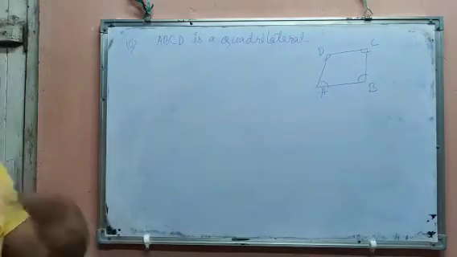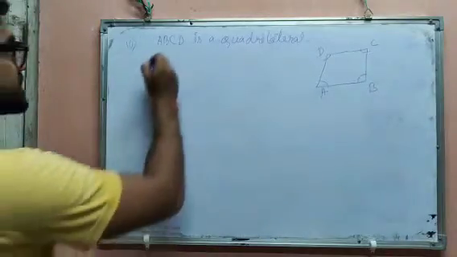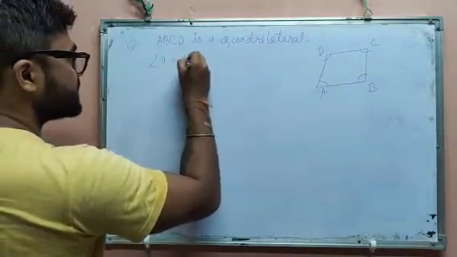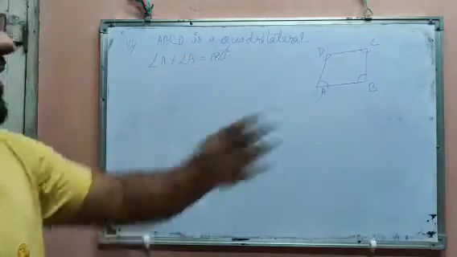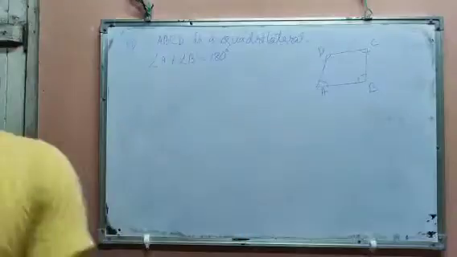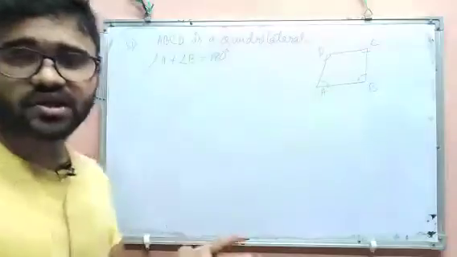ABCD is a quadrilateral given. What is said? Angle A and angle B sum. Suppose angle A plus angle B is equal to 180 degrees. Now we are asked to find the sum of angle C plus angle D. So it's very easy. Just use the interior angle sum of a quadrilateral.